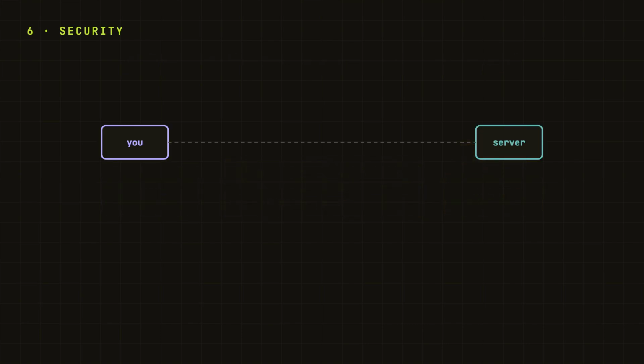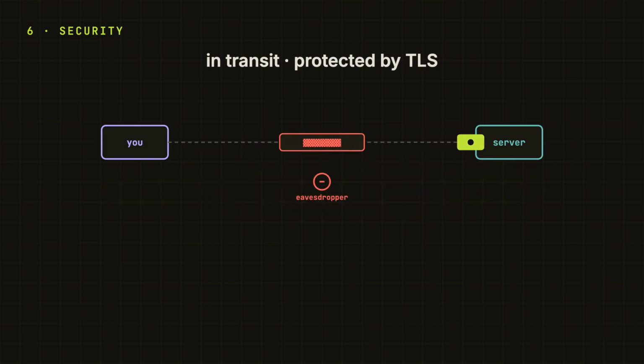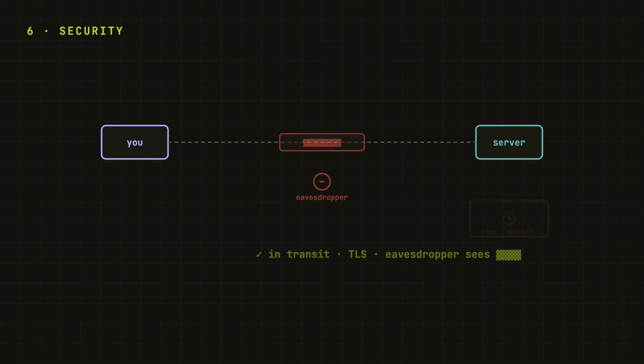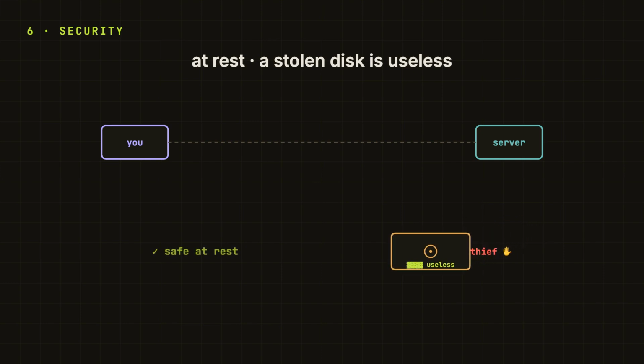And encryption, quickly, in two places. In transit, data moving over the network is protected by TLS, the HTTPS we set up at the very start. And at rest, data sitting in your database and storage should be encrypted as well. So a stolen disk is useless. Encrypt both. And finally, three classic attacks worth being able to name with one-line defenses.